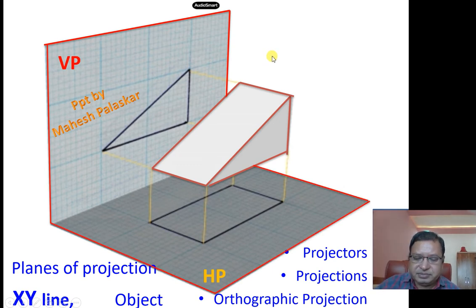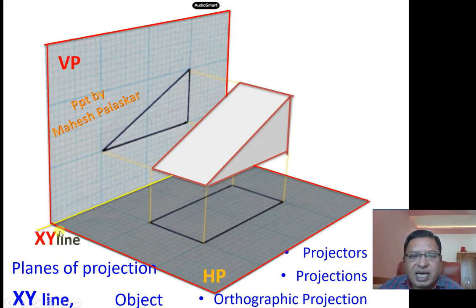Then HP or the horizontal plane. So this is HP or the horizontal plane. Then the XY line is the reference line. You can see this is the vertical plane, this is the horizontal plane, and these two planes intersect. This is the line of intersection. So this line of intersection is nothing but the XY line or the reference line.